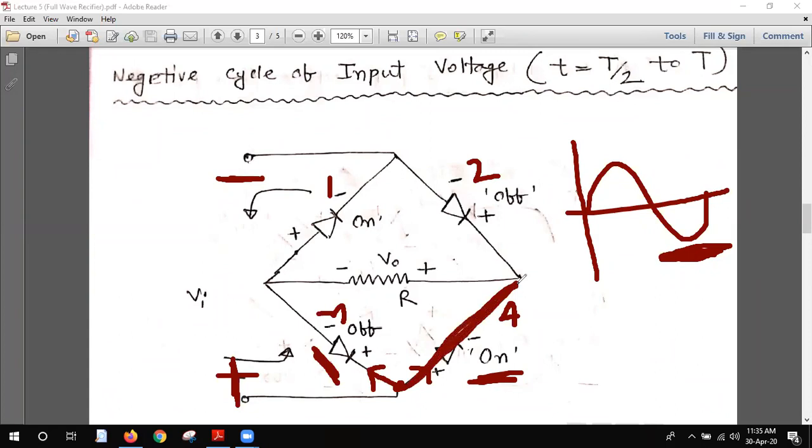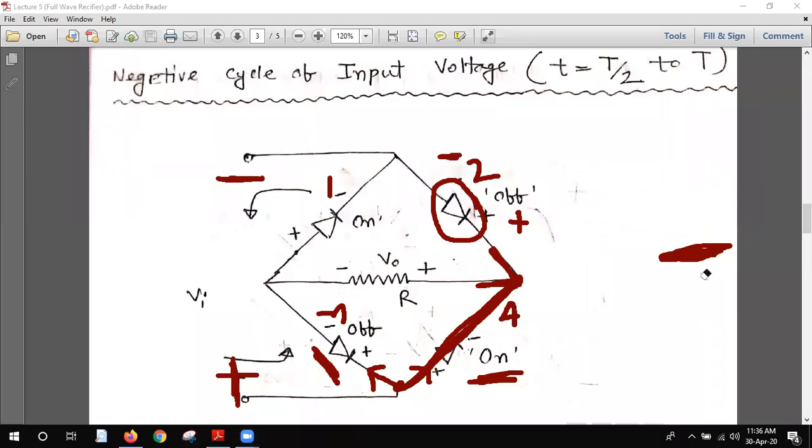So when it comes to this point, now it has two paths. One is through the resistance and one is through diode number 2. But you see that diode number 2 is not forward biased, it is reverse biased, because this is positive, this is negative, so it is reverse biased. I hope you know what is forward bias and what is reverse bias. That's why I have given so much importance to that, and I hope you studied.